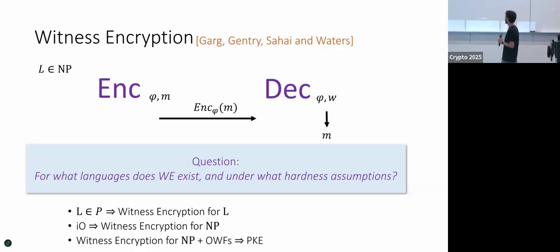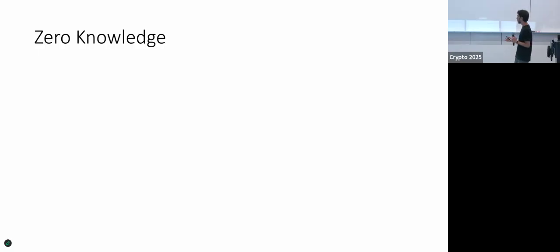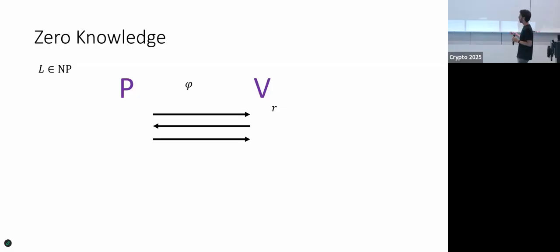Okay, so this is one primitive. The second primitive is zero-knowledge proofs. Again, zero-knowledge proofs are defined with respect to some NP language, and we have a prover and a verifier. The prover wants to convince the verifier that some instance phi is in the language. And the verifier, which is maybe randomized, interacts with the prover, and at the end of the interaction it decides whether to accept or to reject.